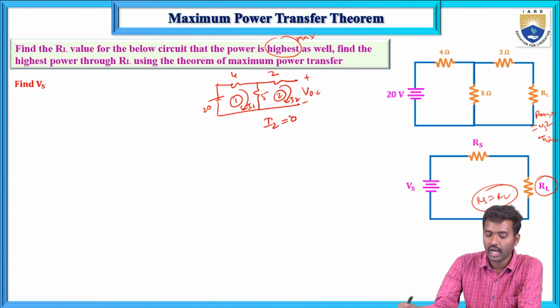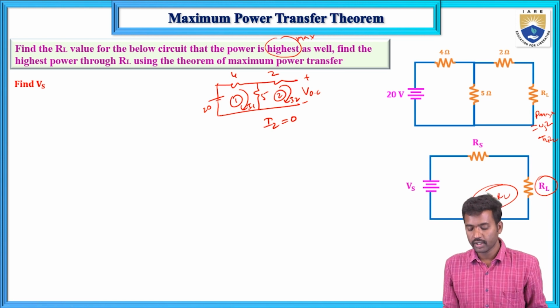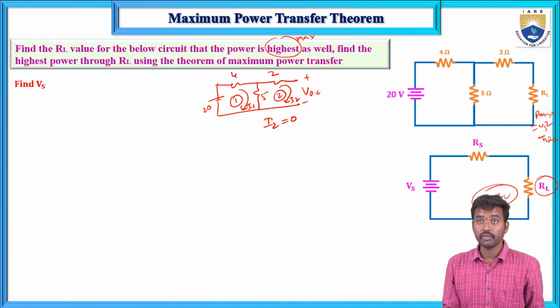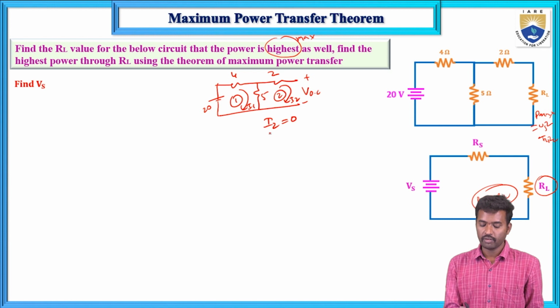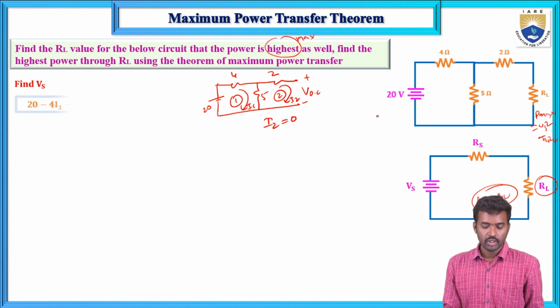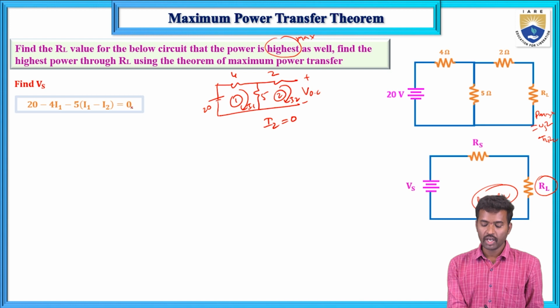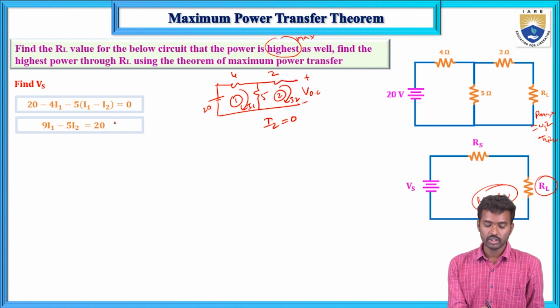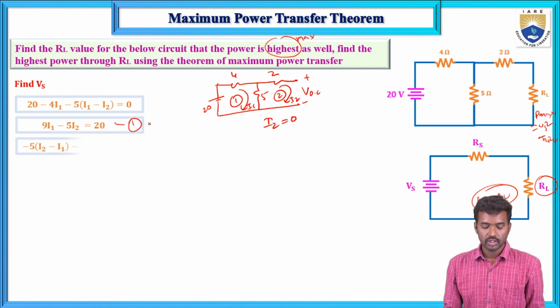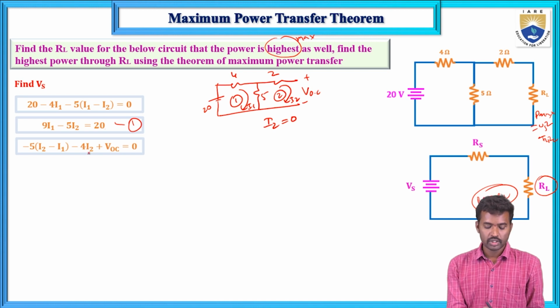here. I1 and I2 are in clockwise direction. I2 current equals 0 as discussed in the previous problem, because of the open circuit at this condition. Now if you apply KVL in mesh 1: 20 minus 4I1 minus 5(I1 minus I2) equals 0, so 9I1 minus 5I2 equals 20. This is equation number 1.